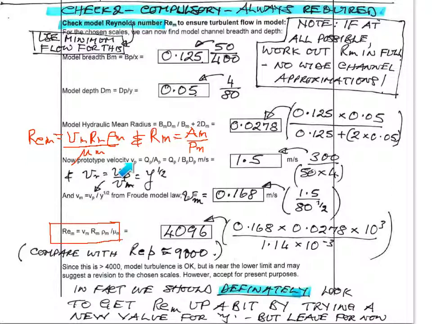So the velocity in the full scale would be the flow in the full scale divided by the area in the full scale, which is the flow divided by the breadth times the depth. So that's 300 over 50 times 4, 1.5. Now we make use of that standard relation that the ratio of velocities is the vertical scale to the half, and that allows us to calculate the model velocity, which is 0.168. There we have it, 1.5 over the square root of the vertical scale, y to the half.